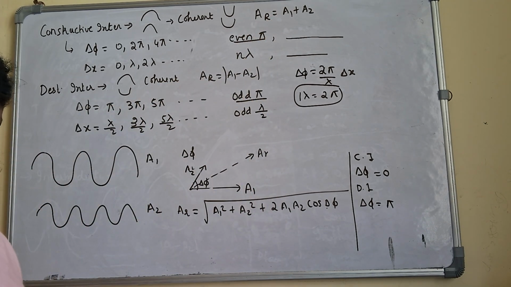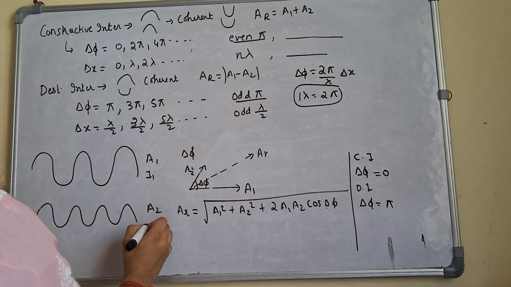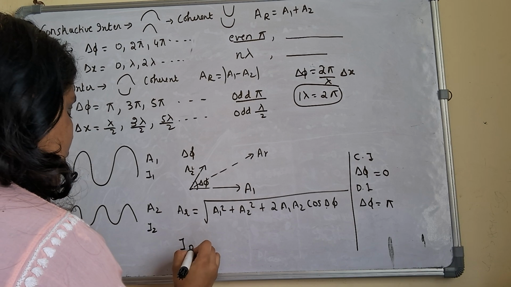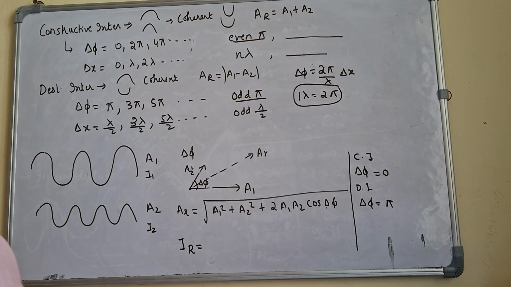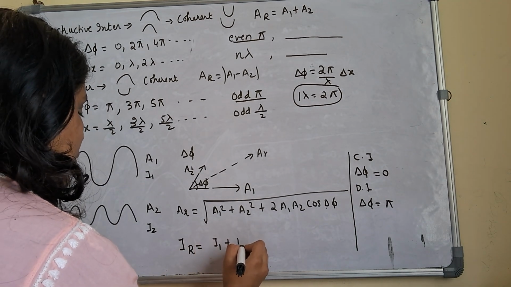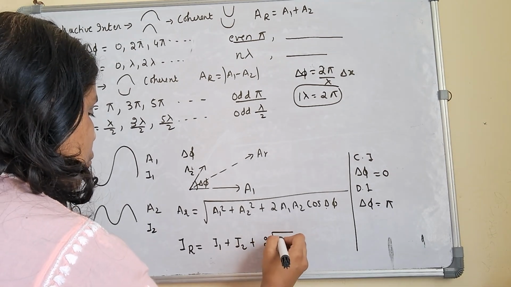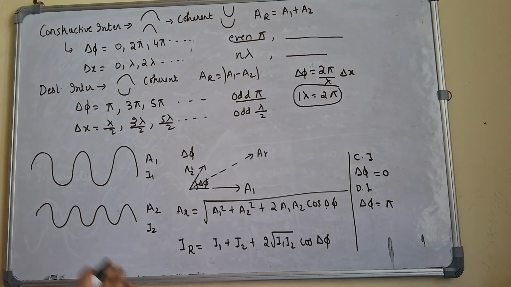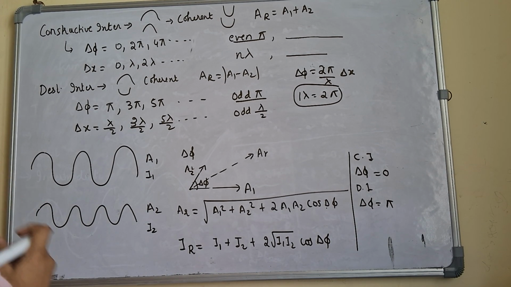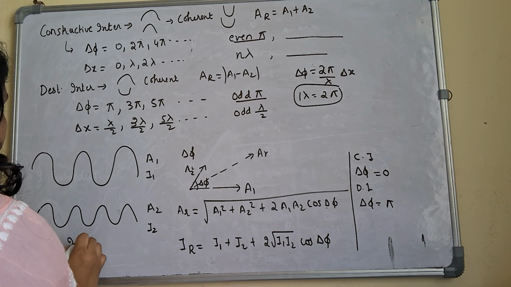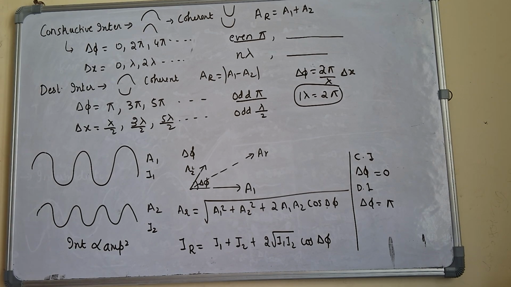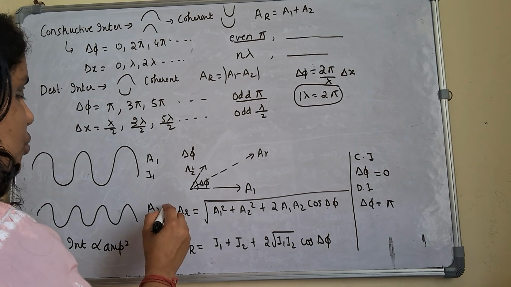Alright. Now let us say this wave is having an intensity I1 and this wave is having an intensity I2, what will be the intensity of the resultant wave? It is given as I1 plus I2 plus 2 root I1 I2 into cos delta phi. Alright. Now if you want, I will give you a shortcut for this, but if not, you can just remember like this. And also remember, intensity of any wave is proportional to its amplitude square.